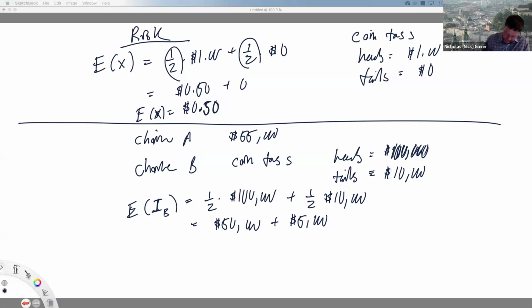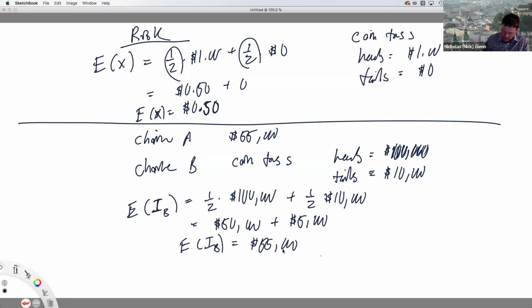All right. And so essentially here, the expected value of this investment is $55,000. The expected value and the actual value of choice A are the same thing. They're two different choices though, right? Because there's more risk associated. There's a higher standard deviation associated with this. And so this is something you've got to keep in mind.